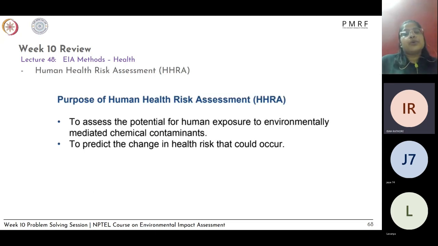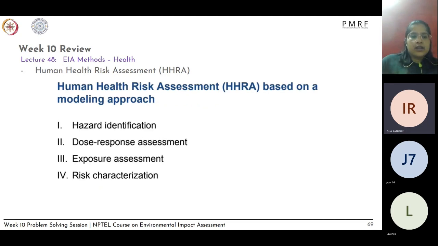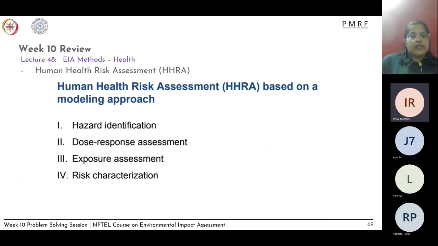And then, the purpose of doing the human health risk assessment is to assess the potential for human exposure to environmentally mediated chemical contaminants. This is also to predict the change in health risk that could occur in development projects. We looked at the steps modeling approach previously as well. The first is hazard identification, second is dose response assessment, third is exposure assessment, and fourth is risk characterization. And so this was from lecture 48.